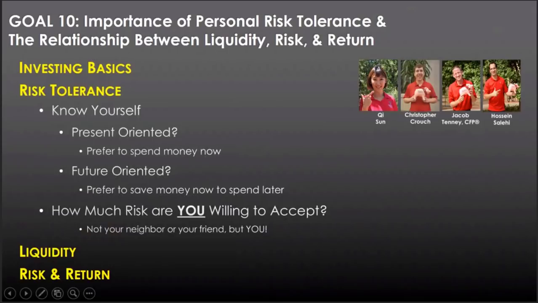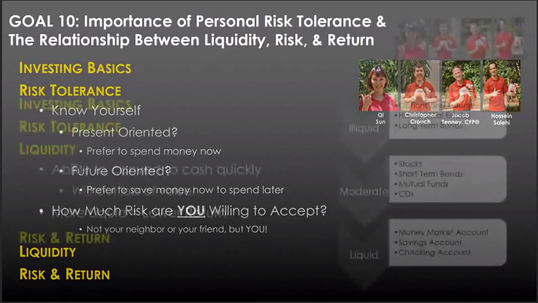So we kind of talked about this a little bit. Some people are present-oriented. That means they prefer to spend their money now. Others are future-oriented. That means that they focus on the future. They would rather save their money for later because they know that they'll enjoy it more then. So the difference between these is really up to you. It depends on your risk tolerance, how you feel about stuff. So you kind of just need to know your own risk tolerance, take one of those questionnaires, and figure out how much risk you're willing to accept.